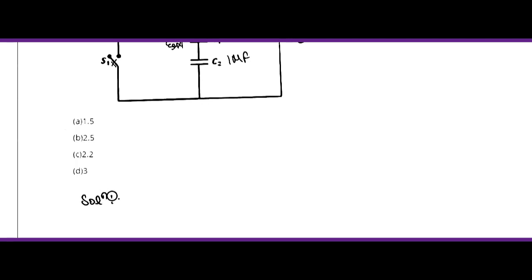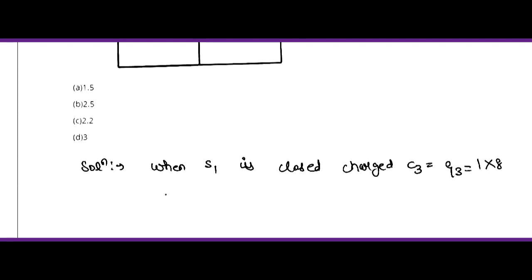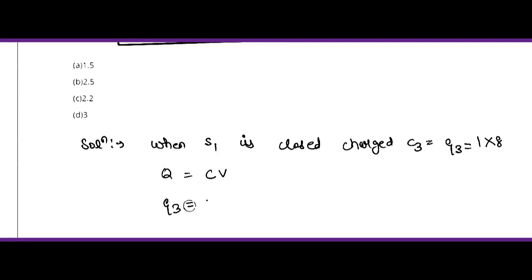So the solution of this question: when S1 is closed, the charge on capacitor C3, this is Q3, is equal to 1 into 8. We know that charge is equal to capacitance into voltage. So from this we get the charge on capacitor 3 is 1 into 8, so this is equal to 8 microcoulomb.